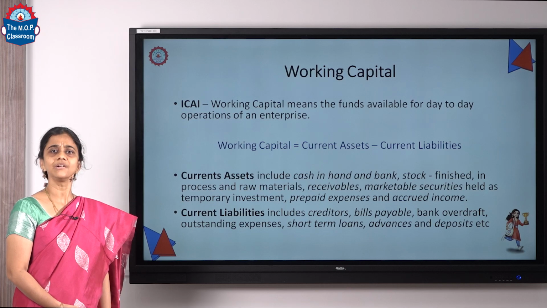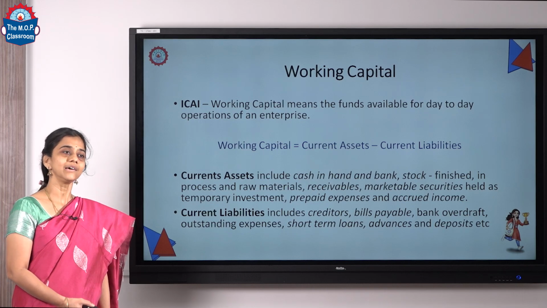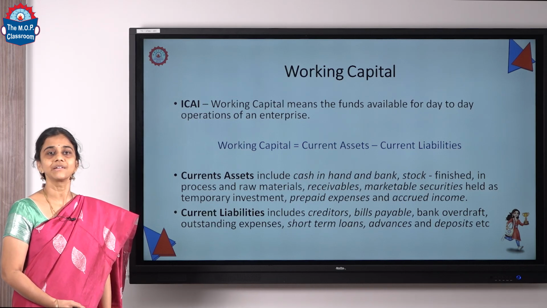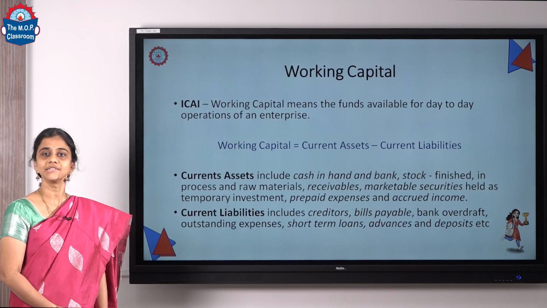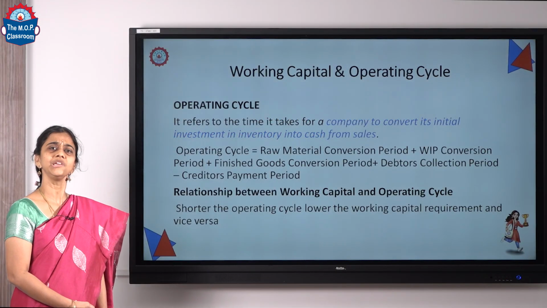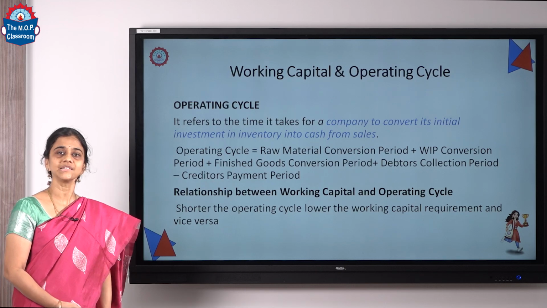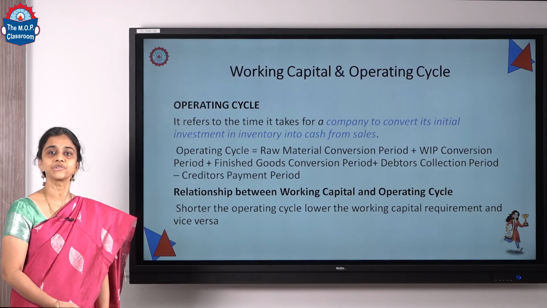From grade 11, we've been learning that current assets include items like inventory, accounts receivables, cash in hand, cash at bank, and investment in marketable securities, and current liabilities include items like creditors, outstanding expenses, and bank overdraft. So these are all examples of current assets and current liabilities. But what do you mean by current assets? A current asset is basically an asset that can be converted into cash within a period of one operating cycle.